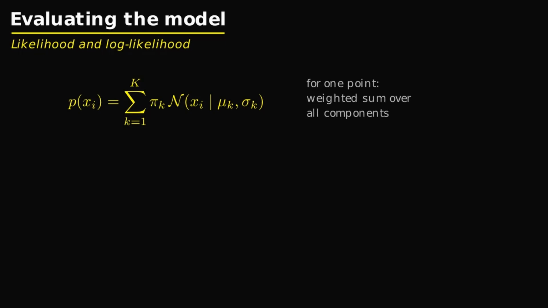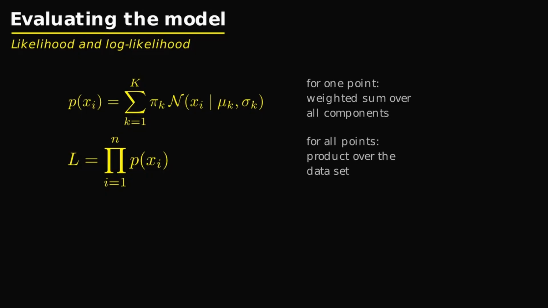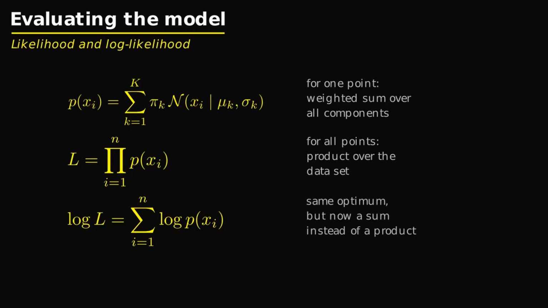In a probabilistic model, we evaluate how well the model explains the data using the likelihood. For each observation x, the mixture model defines a probability density, p_theta of x, as a convex combination of Gaussian densities. The likelihood is then the product of these probabilities over all data points. This product is awkward to optimize directly. So we take the logarithm: the log turns the product into a sum, and because the logarithm is monotone, the optimum stays the same. The EM algorithm therefore maximizes the log likelihood.